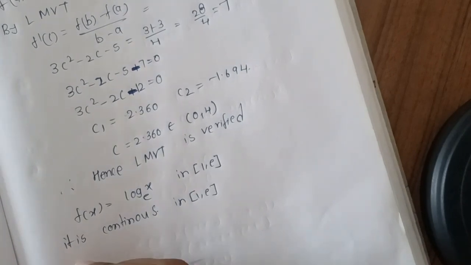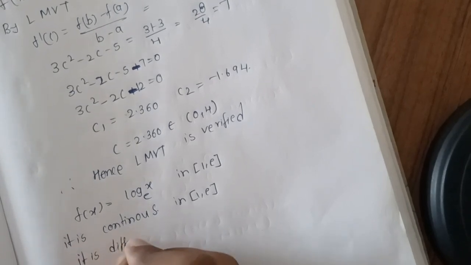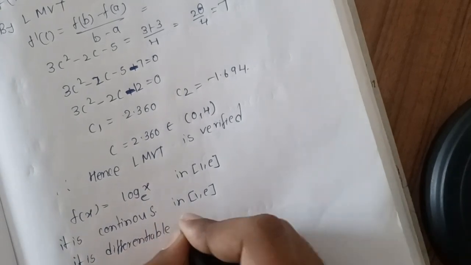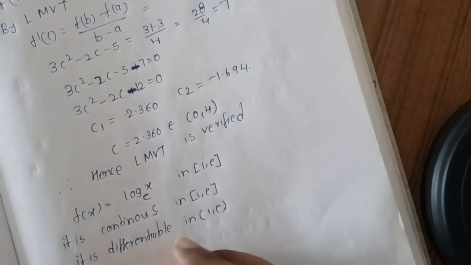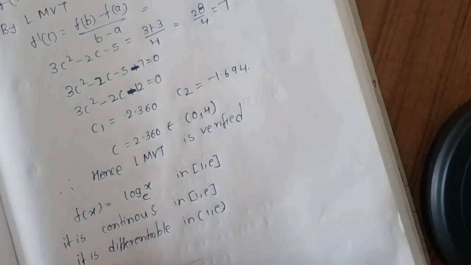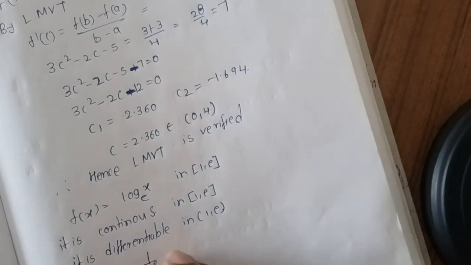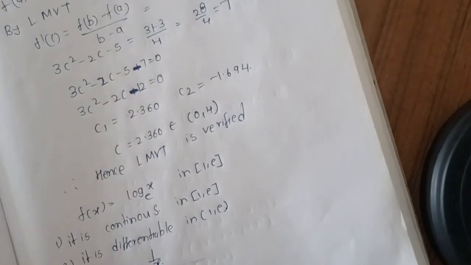And next, differentiability we have to check. It is differentiable in open 1 comma e. Then we have to differentiate the function: f dash x is equal to d by dx of log x, that will be 1 by x. Therefore it is differentiable, and the second statement is also true. And we have to go to the third.